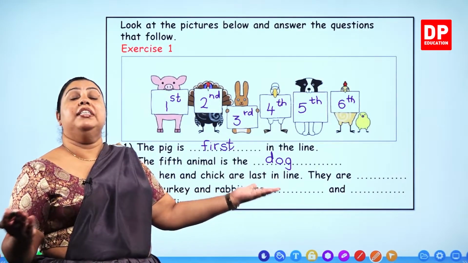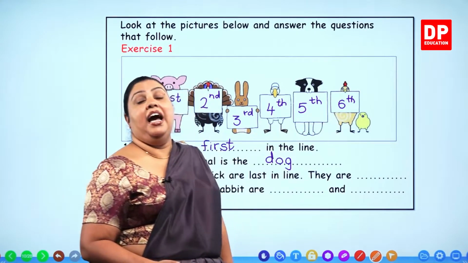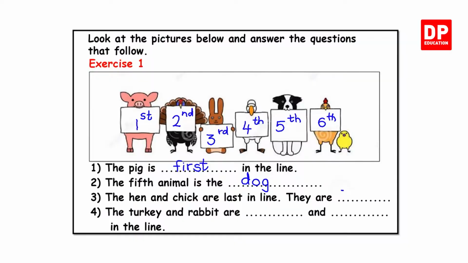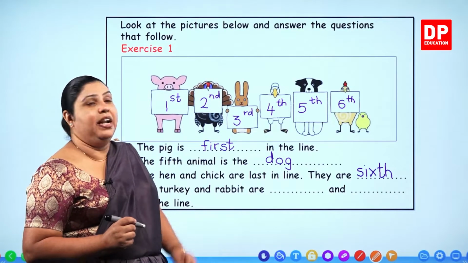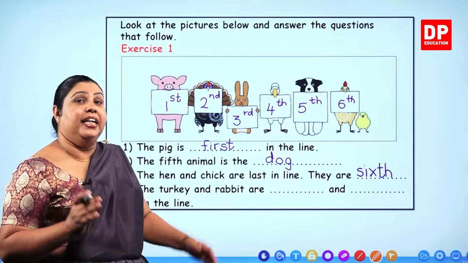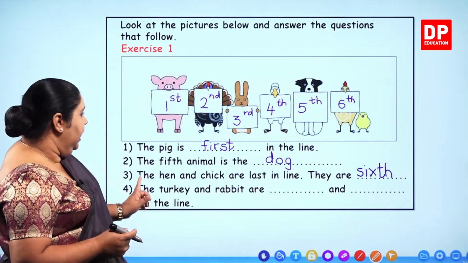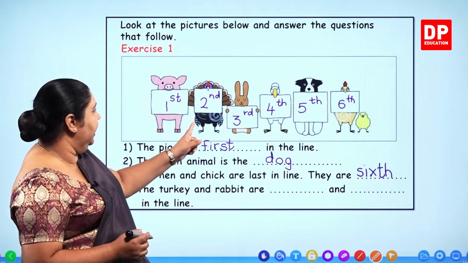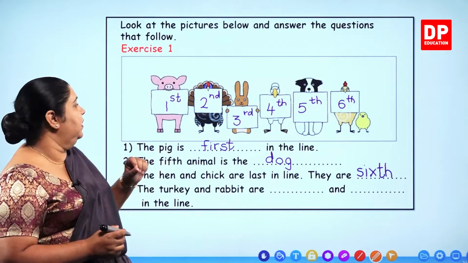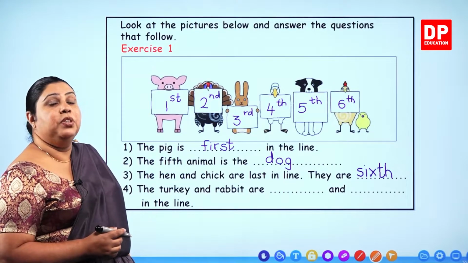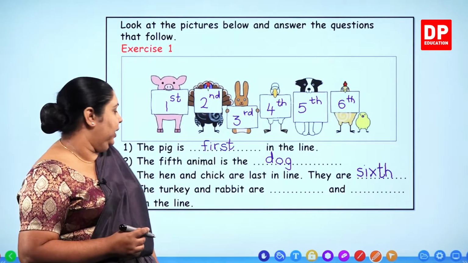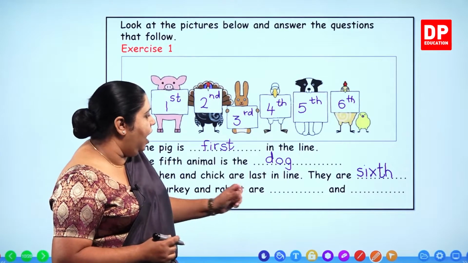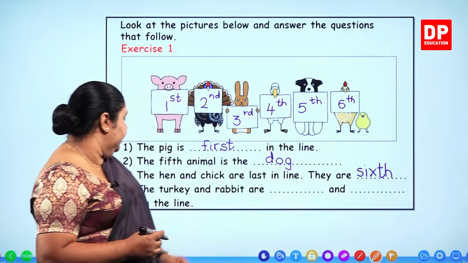They are, what is their position? What is the number? They are sixth. S-I-X-T-H. They are sixth. Even though they are the last in line, they have a number and that is number 6 and they are in the sixth position. Next one, the turkey and rabbit. Now what is the position of the turkey? Second. What is the position of the rabbit? Third. The turkey and rabbit are blank and blank in the line.